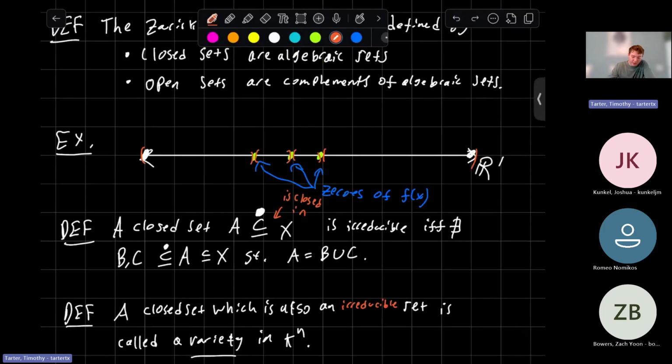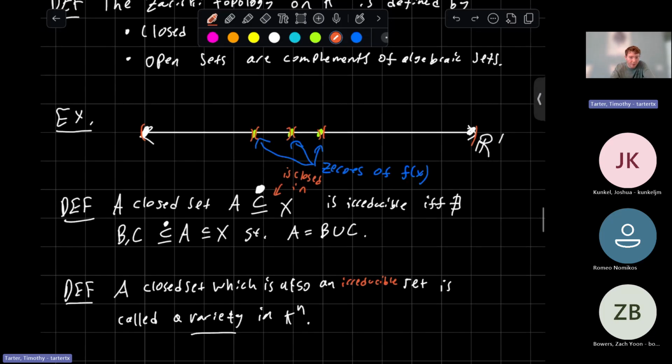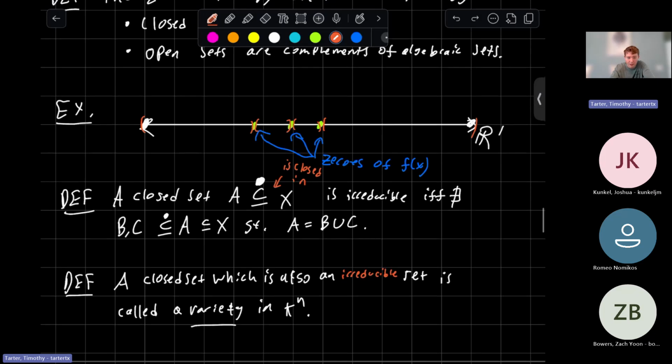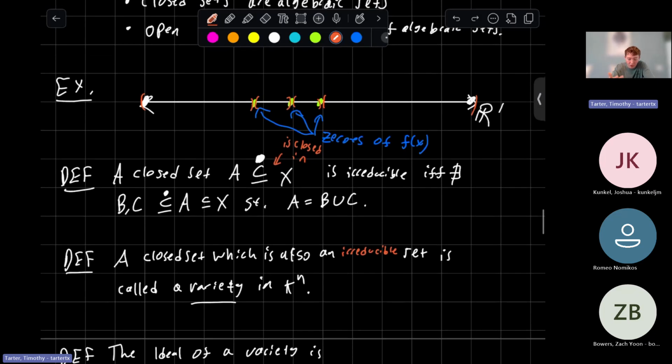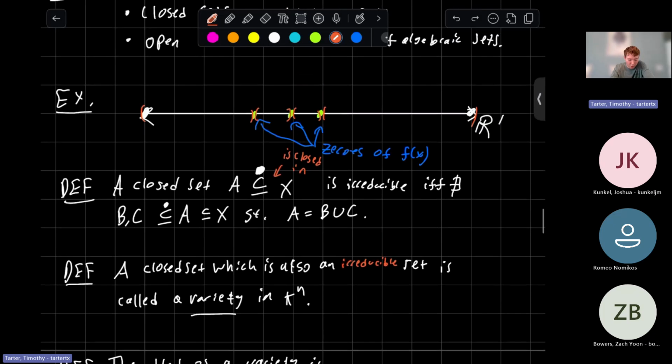We call a closed set irreducible if and only if there do not exist two other closed subsets of A such that A is their union. Irreducible closed sets are called varieties. And so what Hartshorne 1 goes through is this relationship between maximal ideals and varieties. And in fact, the two do correspond.